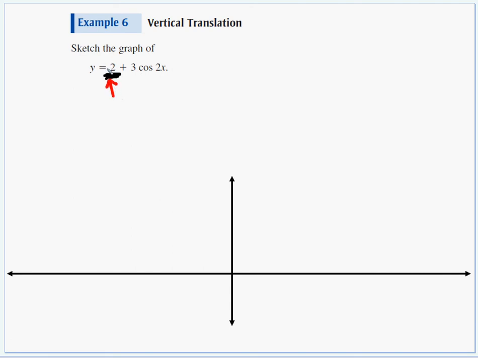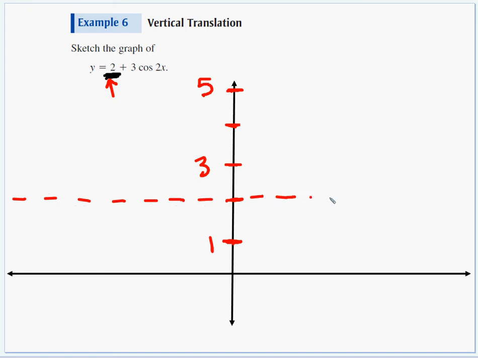So here we've got a positive 2. So I'm going to do it like this. I should have made this axis a little bit longer, so I'm going to take this up to maybe 5. And I'm going to eyeball this. This would be 2.5. So there's 3 and 4 and 1 and 2. So we've been shifted up 2 units. Now the book doesn't tell you to do this, but I encourage it. I'm going to put a dotted line at where my new baseline is. So here is, so to speak, my new x-axis. The function will wrap around this dotted line and not the x-axis anymore.